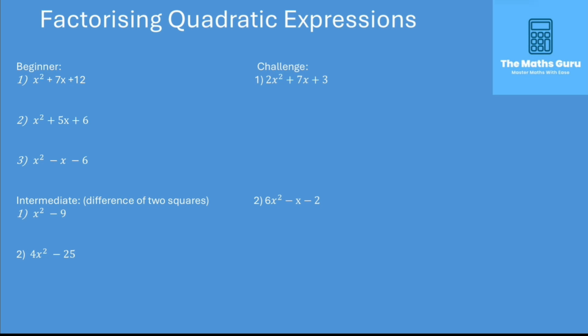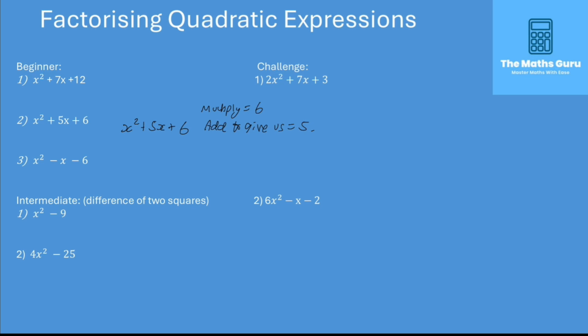Okay, moving on to the second question: x squared plus 5x plus 6. We have to find two numbers that multiply to give us our last number, 6, and add to give us 5.